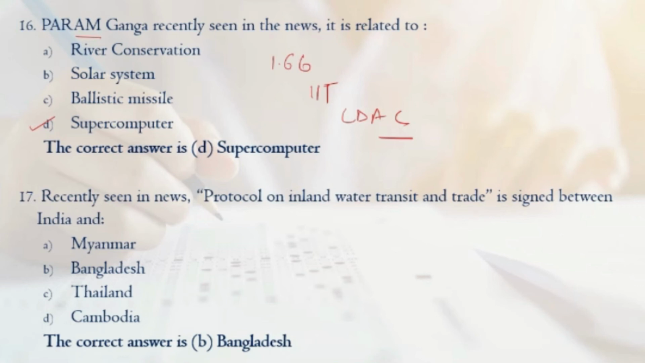The next question is, recently seen in news, Protocol on Inland Water Transit and Trade is signed between India and which country? A. Myanmar, B. Bangladesh, C. Thailand and D. Cambodia. And the correct answer is B. Bangladesh. Protocol on Inland Water Transit and Trade was signed in 2015 between India and Bangladesh, in pursuance of Article 8 of the Trade Agreement, wherein the two governments agreed to make mutually beneficial arrangements for the use of their waterways for commerce between the two countries.